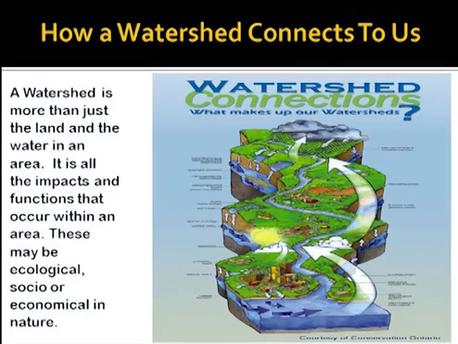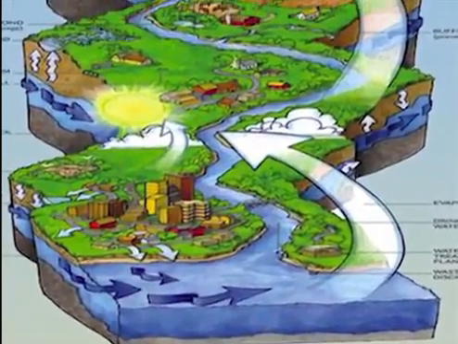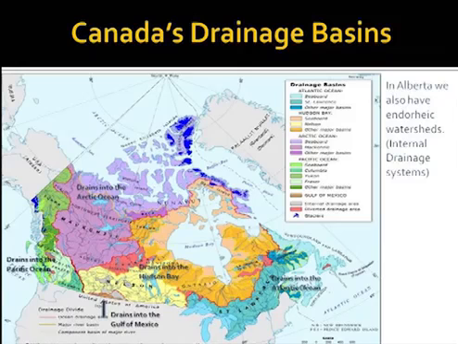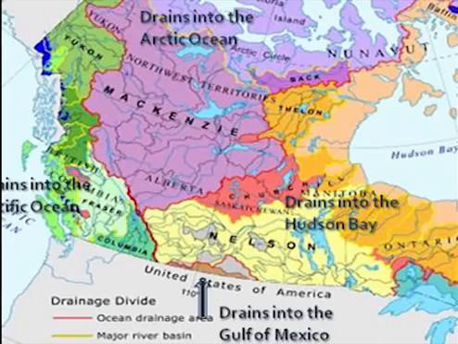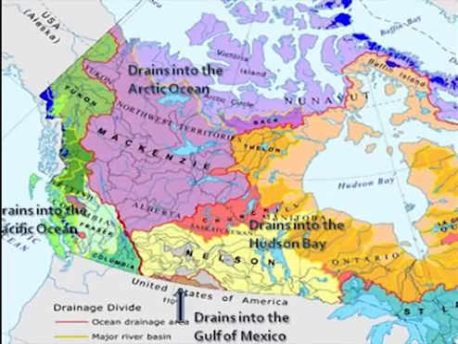So a watershed is more than the land and the water in an area. It is the impacts and functions that occur within the area, and these may be ecologically, sociologically, or economically influenced. This is the watersheds of Canada. Alberta and Saskatchewan are unique in that we actually send water to the Mississippi and out into the Gulf of Mexico. A lot of our water in the southern part of Alberta, of course, goes through to York Factory and Hudson Bay, but along the way it has a little stop in Manitoba, and so we actually have a big influence on Lake Winnipeg's phosphorus load and nutrient loads.